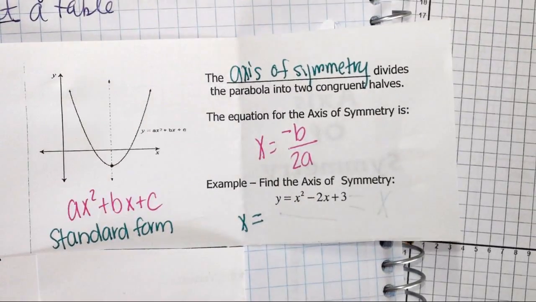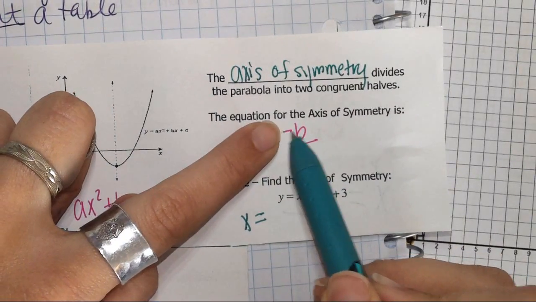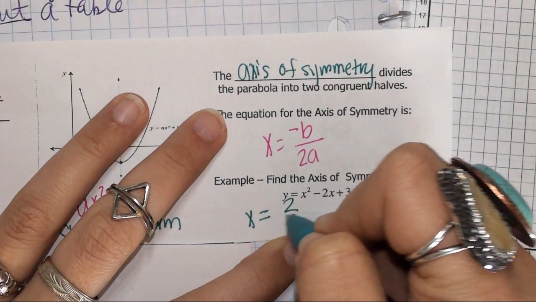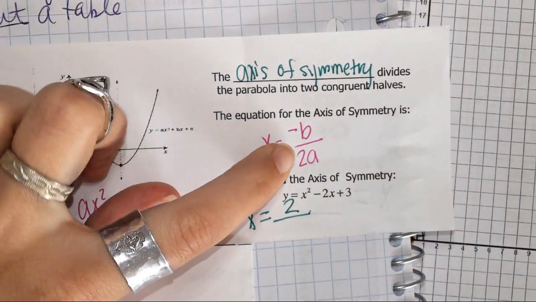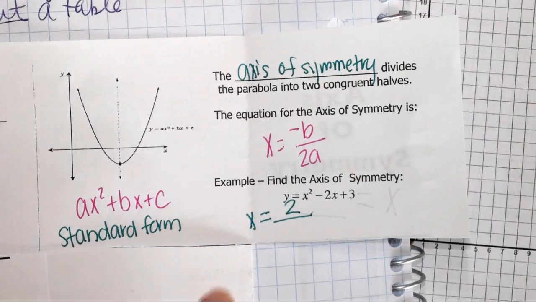So what is our B here? Negative 2. Good. And what is the opposite of negative 2? Positive 2. Because this is negative B, so we need the opposite of B. So it's 2 divided by. Do you think this is going to be there every single time? Yes, because it's our formula.